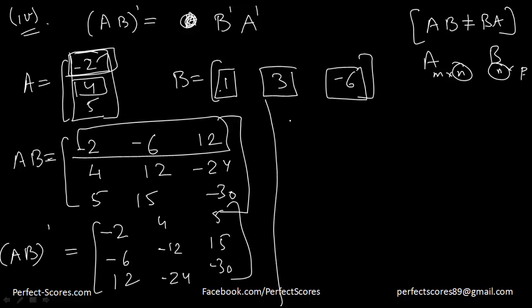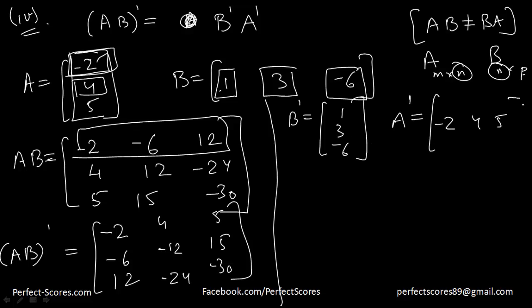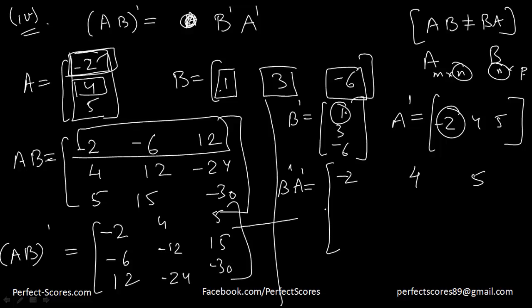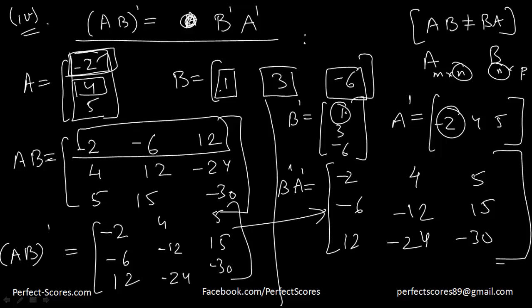Now if I want to find the value of B transpose and A transpose and then multiply them, B transpose is going to be 1, 3, and -6, and A transpose is going to be -2, 4, and 5. Now if I multiply B transpose into A transpose, this is what I'm going to get. 1 into -2, this is again -2. 1 into 4, which is going to be 4. 1 into 5, which is going to be 5. You can clearly see this is becoming this only, right? You can verify it with the multiplication, so that means this is again verified. I suppose you're understanding what I'm trying to say here.